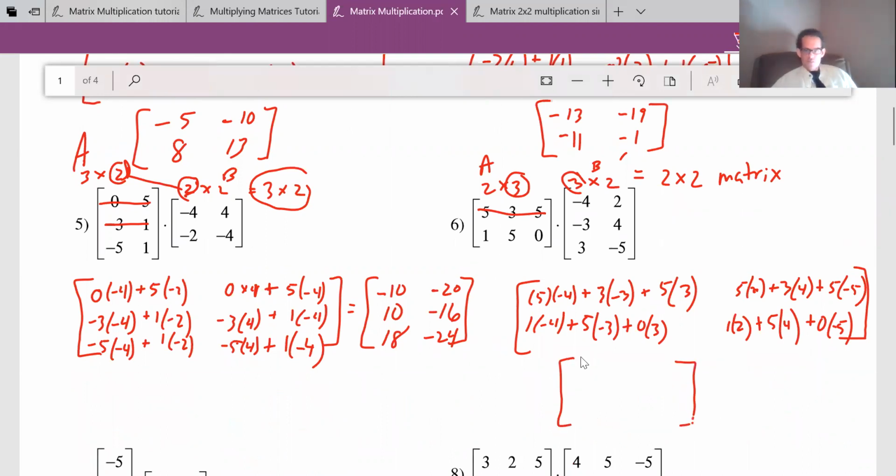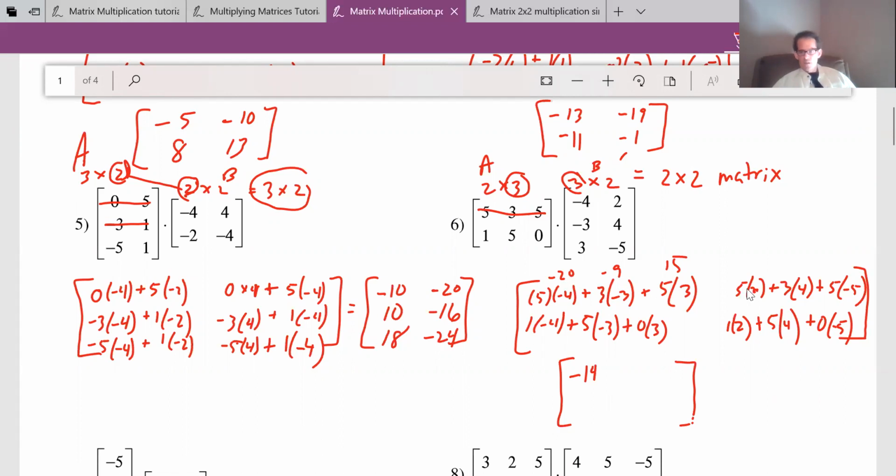Okay, so let's figure out what this is. So 5 times -4, let's see, that's -20. 3 times -3 is -9. 5 times 3 is 15. So -20 and -9, that's going to be -29. Let's simplify it this way. -20 and 15, that's going to be -5. So -5 and -9 is going to be -14. So this top left number is -14.